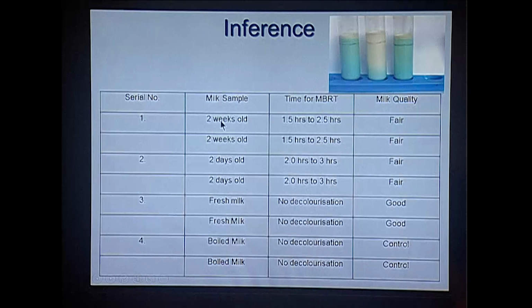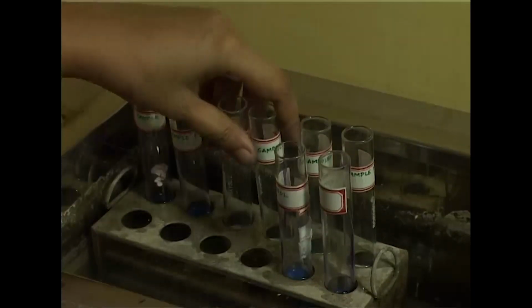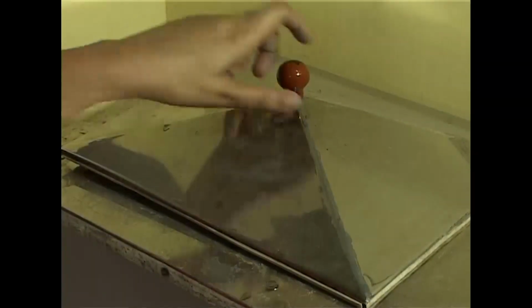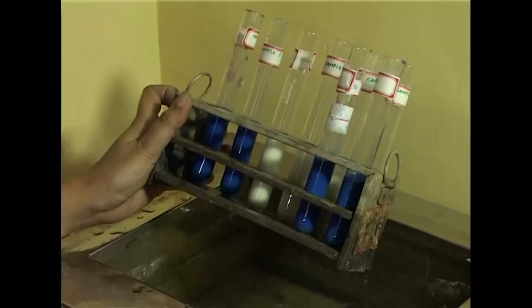First is the milk sample abbreviated as 2 weeks old, or M. The color of methylene blue takes about 1.5 hours to 2.5 hours to discharge to white. Similarly, for 2 days old, it takes about 2 hours to 3 hours to discharge the color of methylene blue to white. Similarly, for fresh milk, we can find that there is no decolorization even after a period of 6 hours.